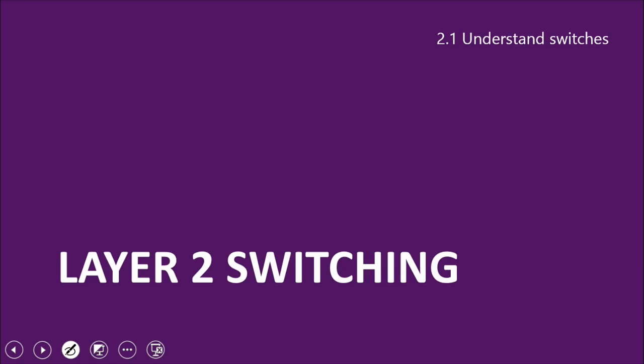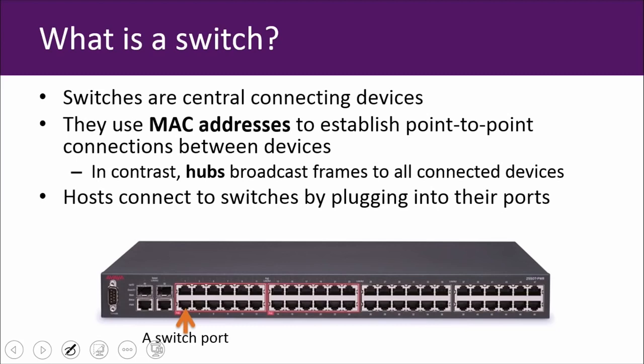All right, so now that we've talked about the first two layers, let's talk about layer 2 switching. How do the devices that operate on networks function within these two layers? So first off, let's start by talking about what a switch is. A switch is a central connecting device like we had detailed earlier. Switches use MAC addresses to establish point-to-point connections. And what this means is that if we have device A and it wants to send data to device B, it can send it directly to that device, right?